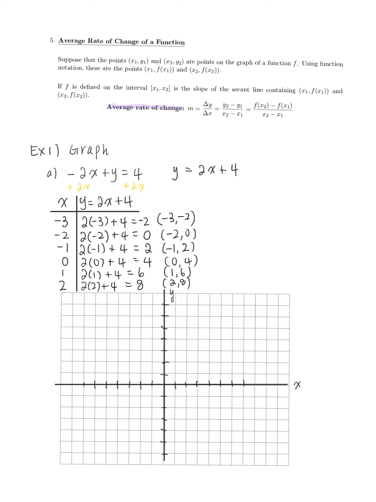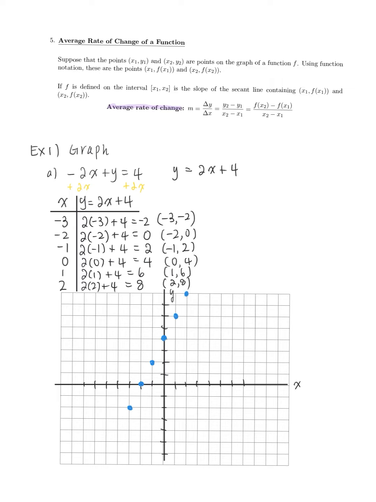Okay, so let's first plot negative 3 comma negative 2. I think it's right here. And then when x is negative 2, your y value is 0, so that will be at this point. And when x is negative 1, our y value is going to be 2. And we have 0 comma 4, where's 1, 2, 3, 4. And 1 comma 6. And then 2 comma 8.